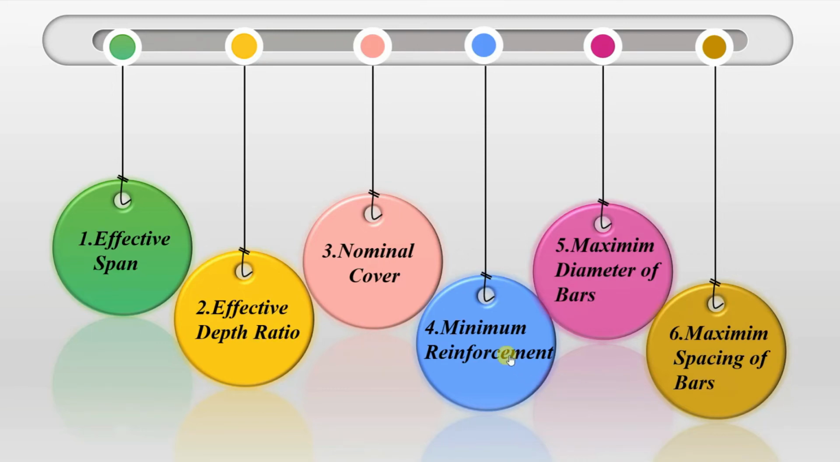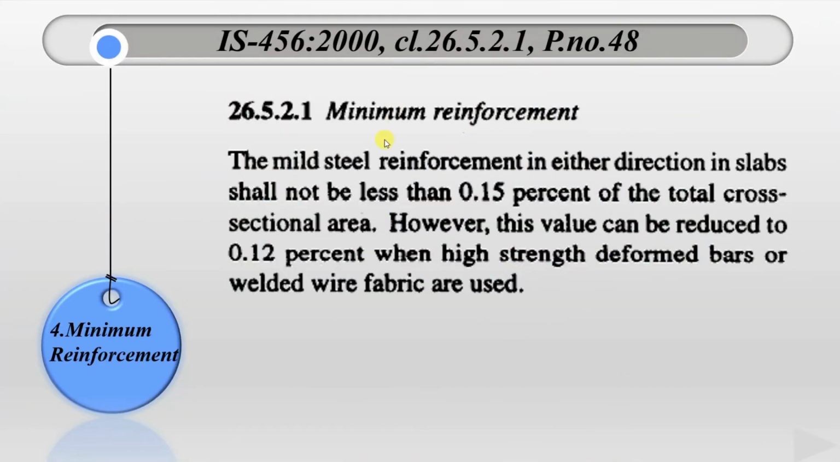Next one is minimum reinforcement. So that is given in clause number 26.5.2.1. The mild steel reinforcement in either direction, that is the transverse direction as well as in the longitudinal direction, in slab shall not be less than 0.15% of the total cross-sectional area. That means whenever we are using mild steel, that is Fe 250 grade, we have to provide the minimum percentage of 0.15% of the total cross-sectional area as a minimum reinforcement.